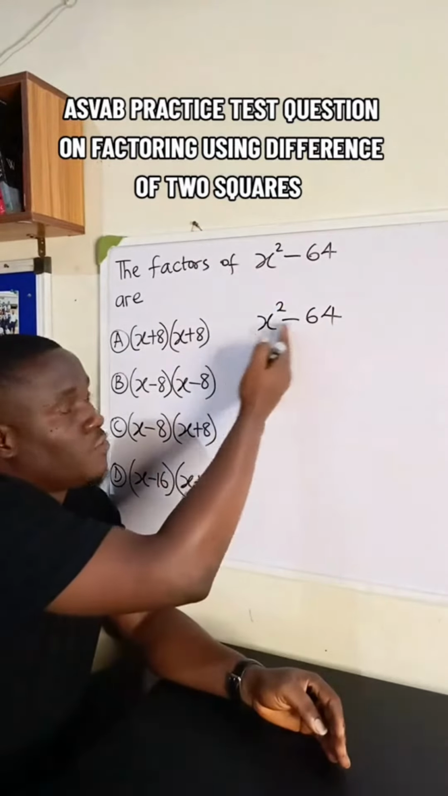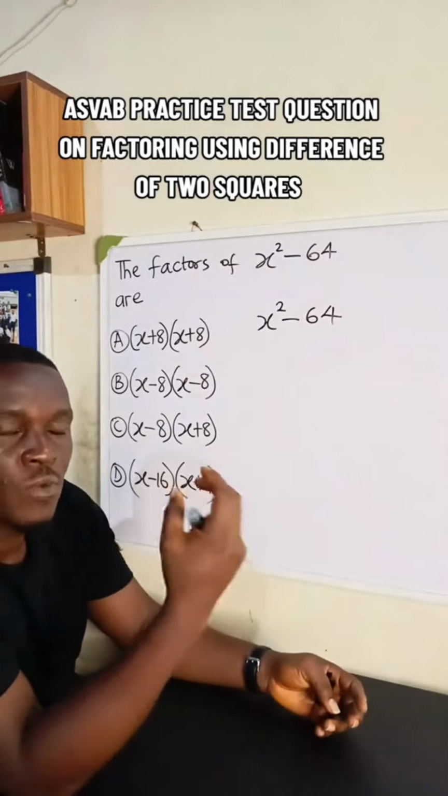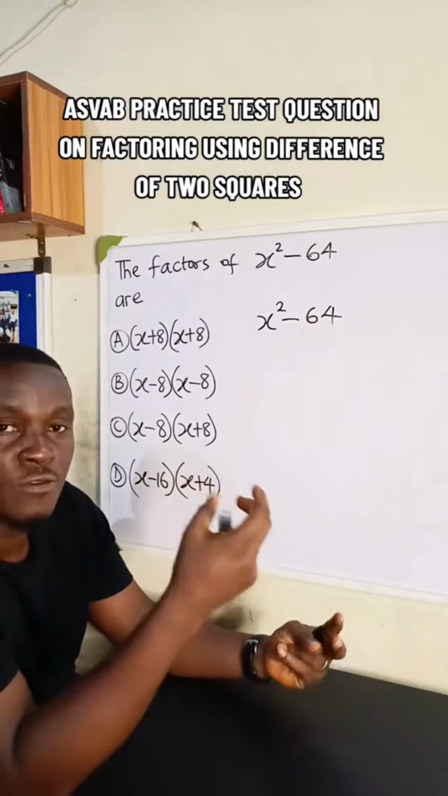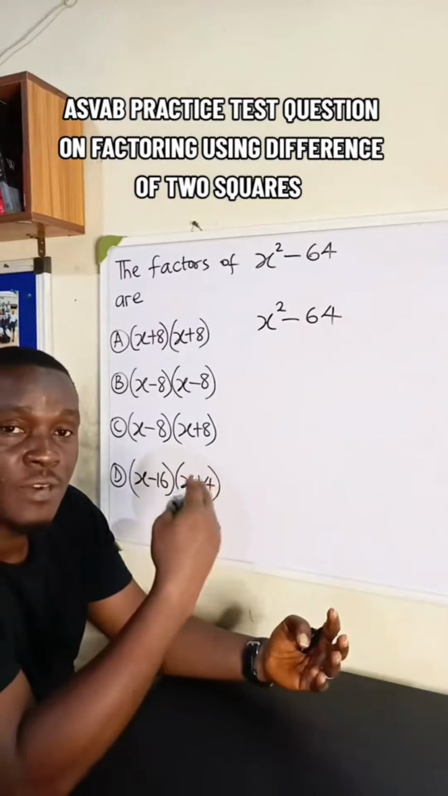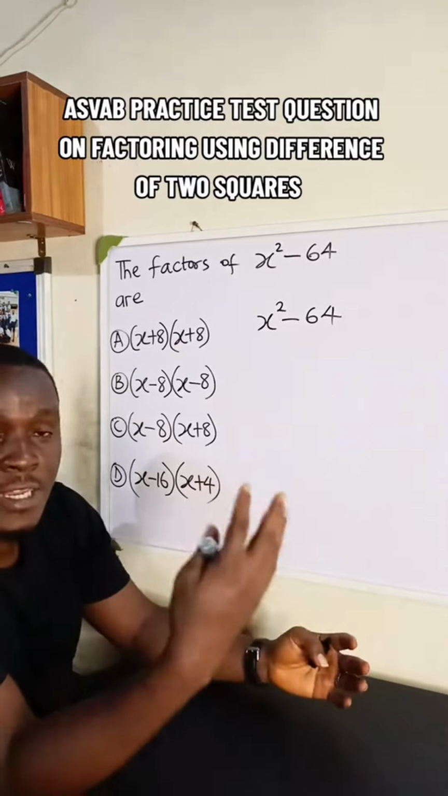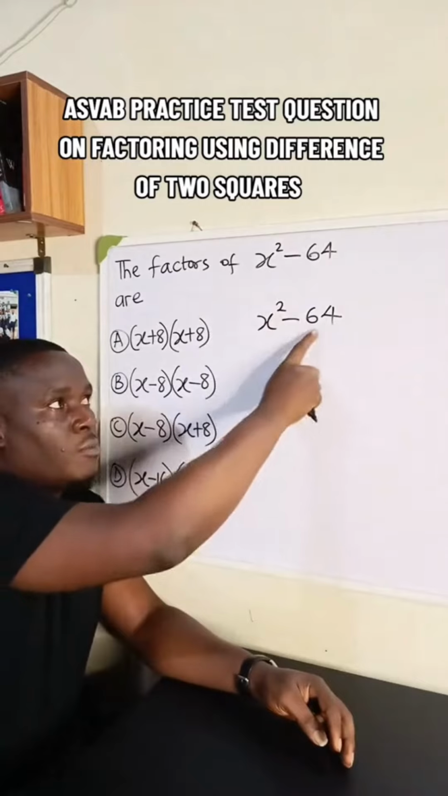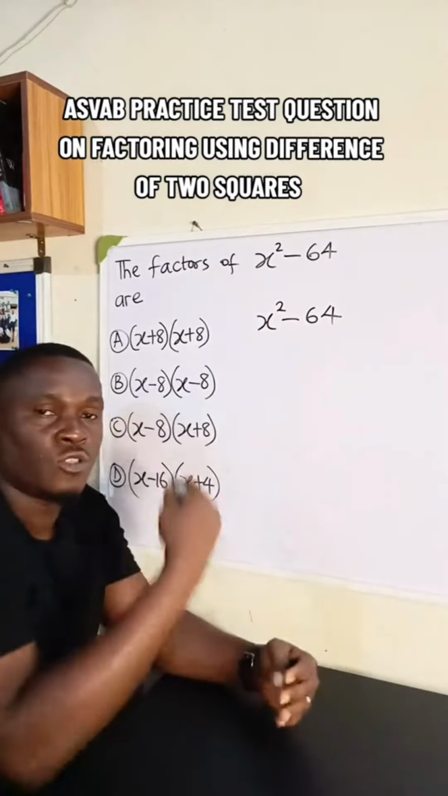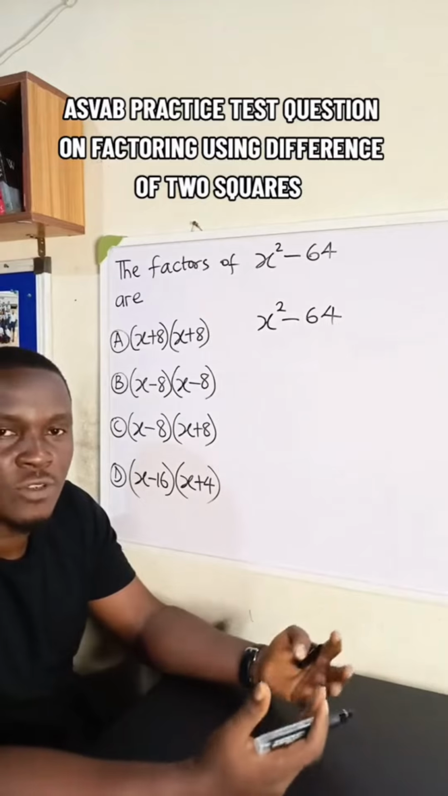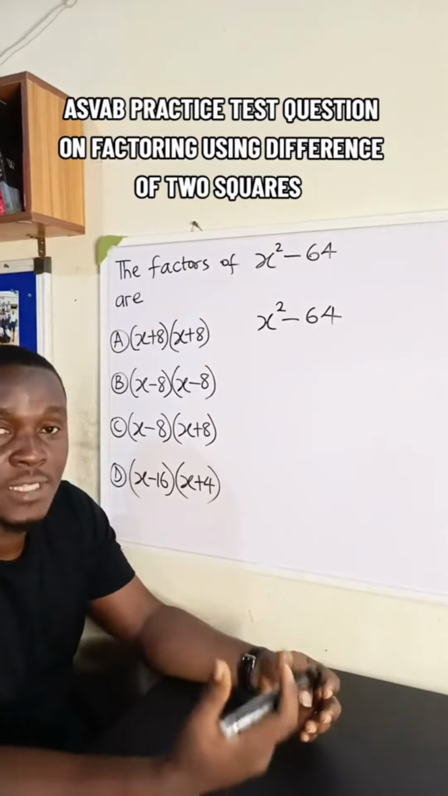Looking at these two terms, it's almost impossible to factorize, but we can apply a concept called difference of two squares. Difference of two squares is a concept in factorization of algebra when a squared value is subtracting a squared value. Here we have x squared, but over here we just have 64. So we need to convert 64 to a squared value. What number is going to multiply itself to give you 64? The answer is 8, because 8 multiplied by 8 is 64.